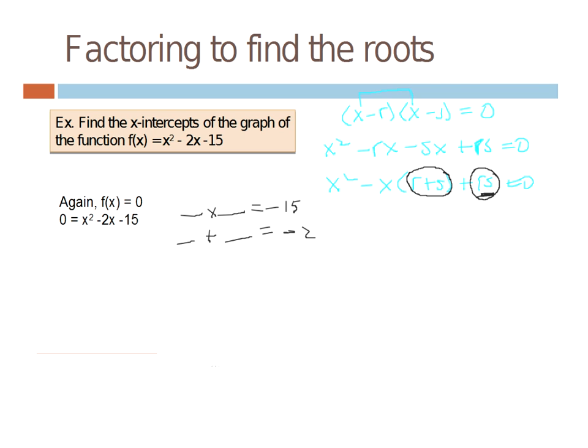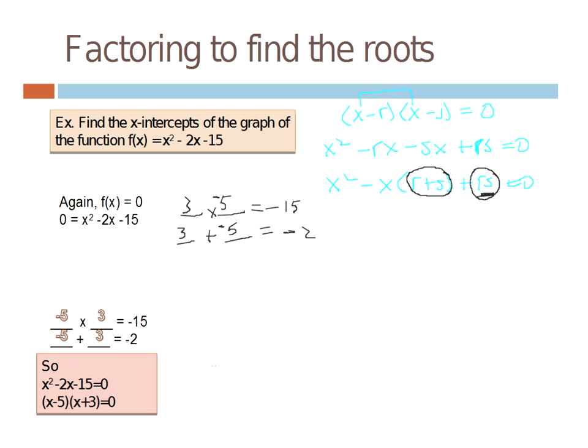And so if I look through the factors of negative 15, I have 1 and 15. That doesn't work. I have 3 and 5. Well, 3 and 5 can add to give me negative 2 and multiply to give me negative 15 if the 5 is a negative 5. So now what I can do is rewrite this. And that means that I can rewrite this as (x minus 5) times (x plus 3), and that all equals 0.